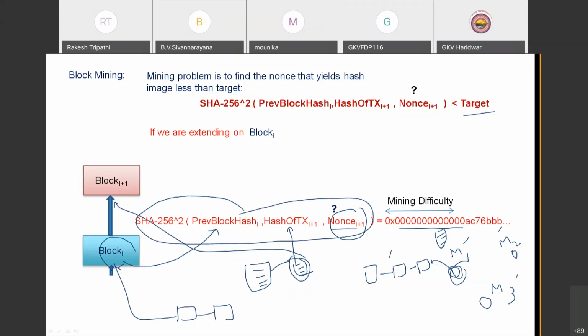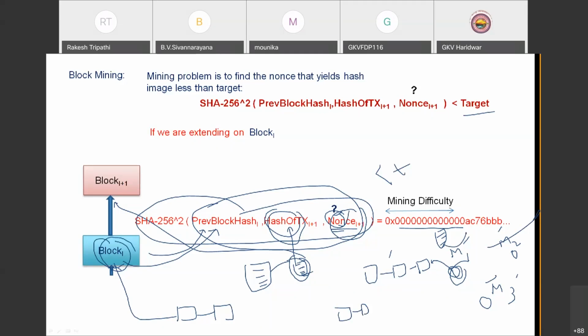And whose block will be written? It is decided by who finds this solution first. What solution? If I am extending this blockchain, then the hash of the last block and the hash of the transactions in my proposed block are fixed, and I choose a nonce, which is what I can change. I take the hash of all this together, and I should get a number less than the target. Whoever finds this nonce first, whether this miner or that miner, will be able to extend the chain. And once his block is written, he will get the block reward.